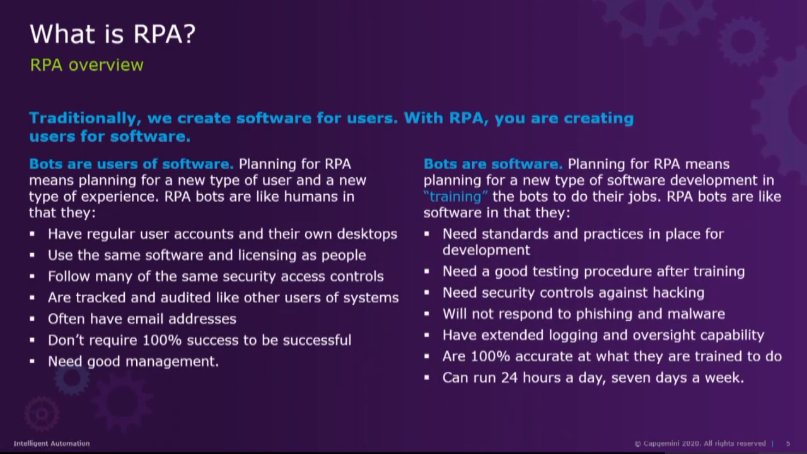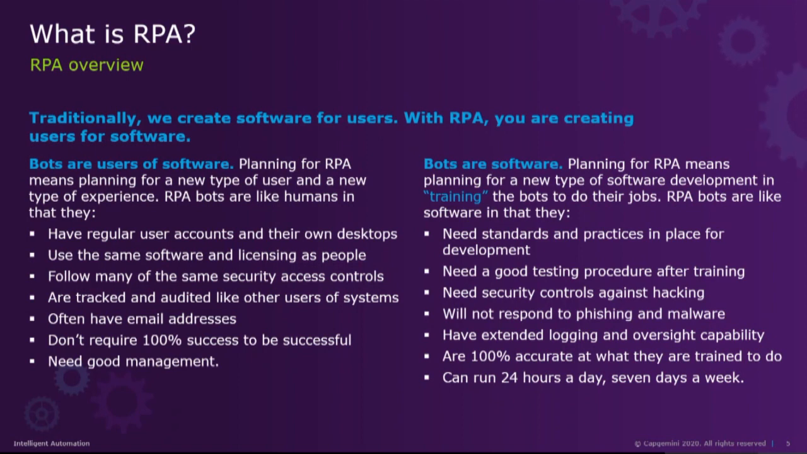But RPA also brings another consideration to it, and that is that while you are creating software, an RPA bot is a form of software, it is also technology that is functioning much more like a user, because RPA sits on top of those other systems that you want to automate. So in traditional software development, we create software for users, but with RPA, we're creating new users for existing software. So planning for RPA means planning for that new type of user and the new type of experience.